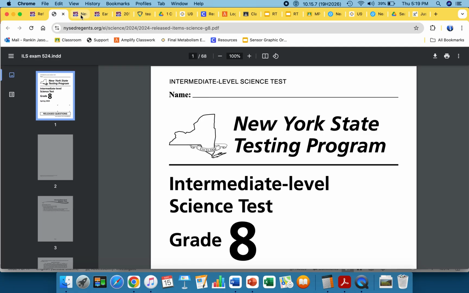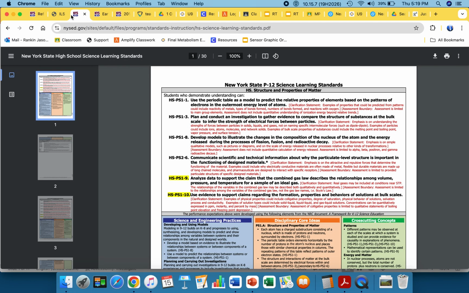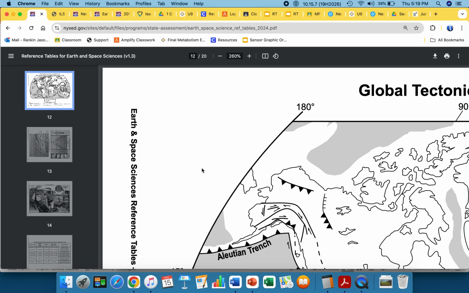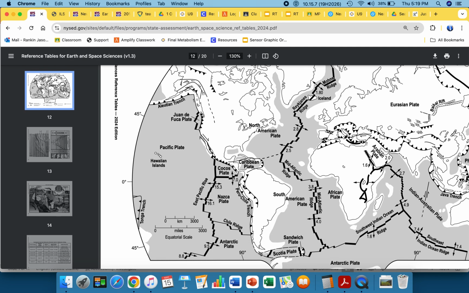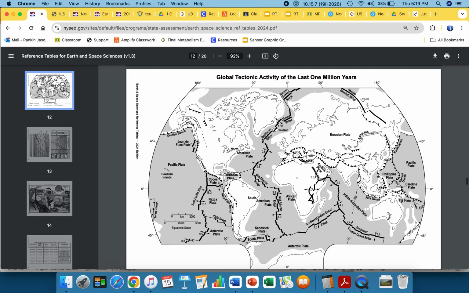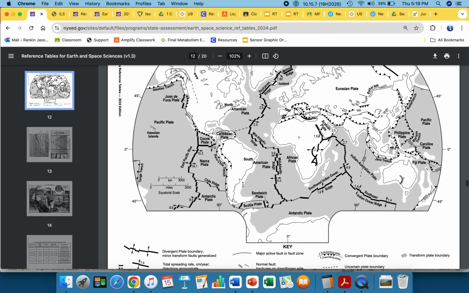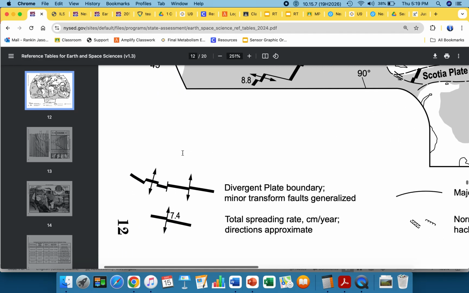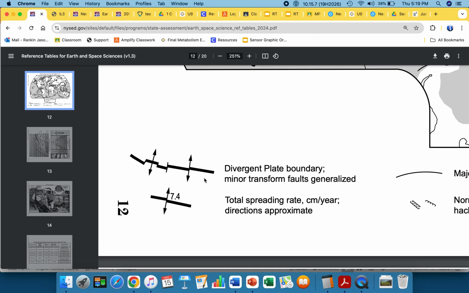All right, so for your reference table, page number 12. We want diverging plate boundaries. Come over here to the bottom left. Right here is your divergent plate boundary. We have a nice bold line, right? And by the bold lines, we have some arrows that move apart.